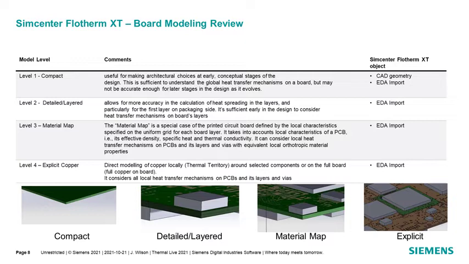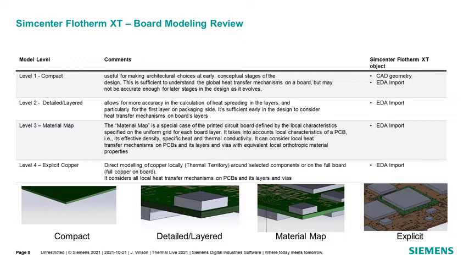And this can greatly improve your accuracy for temperature prediction because you much more accurately predict the heat spreading in that top layer of the board where the components are sitting. So between level 1 and level 2, you can generally get quite a bit more accuracy. The next two levels are really unique to our products, or at least the workflow is.